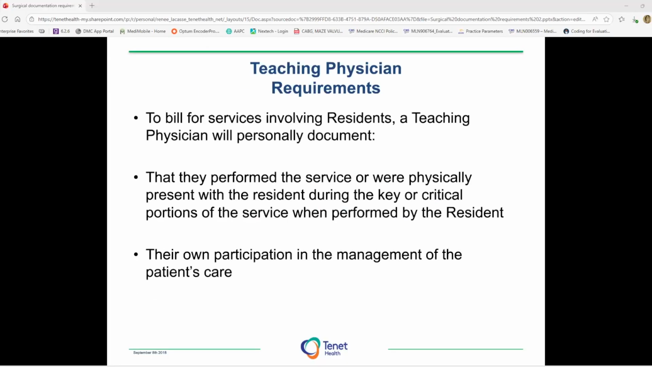So, teaching physicians. When services involve residents, the teaching physician must personally document specific details. You want to confirm that the teaching physician performed the service or was physically present with the resident during the key or critical portions of that procedure. Document the teaching physician's active participation in managing the patient's care.